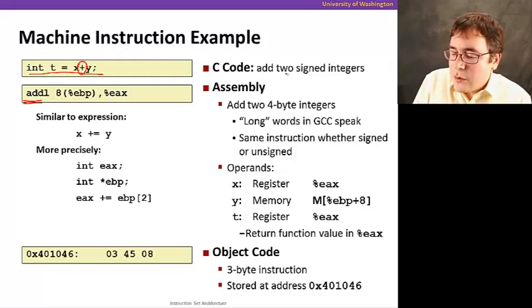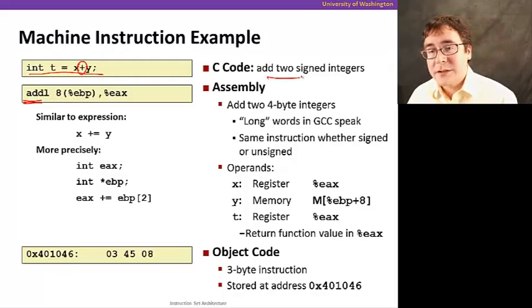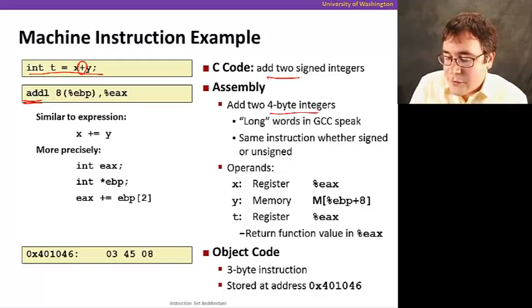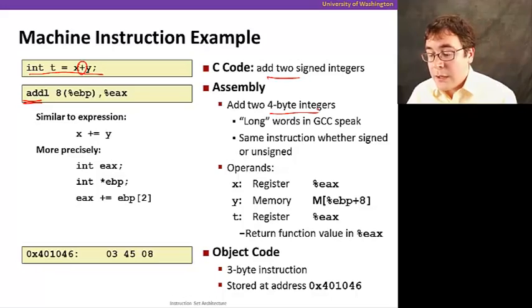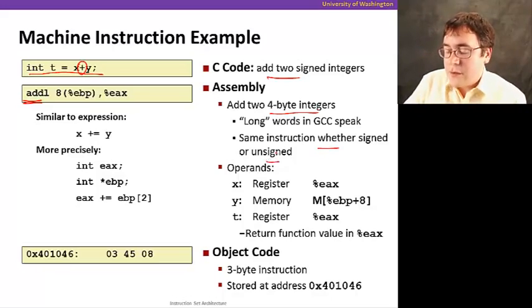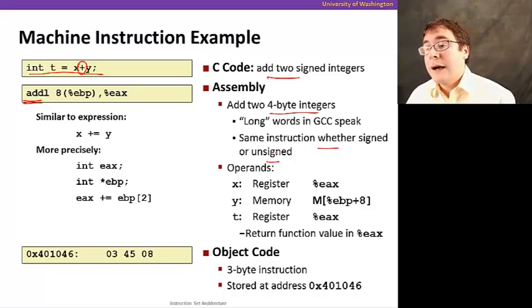Okay, so the C code here, what we're trying to do is add two integers. And then in assembly code, what we're doing is we're adding two 4-byte integers. And by the way, note that it's the same instruction whether it's signed or unsigned. Gaetano told you about signed and unsigned integers, right? So you know about that now, but the instruction doesn't know whether it's adding a signed number or not.